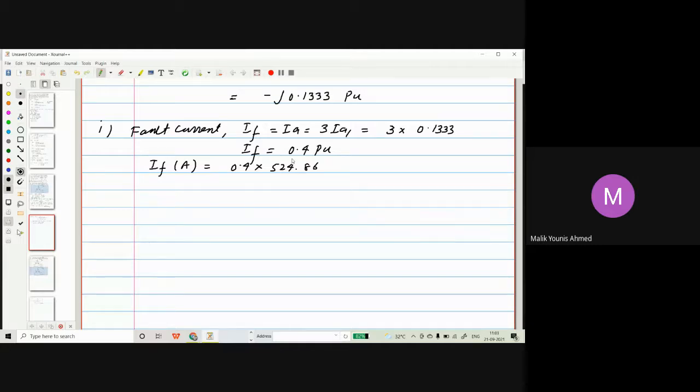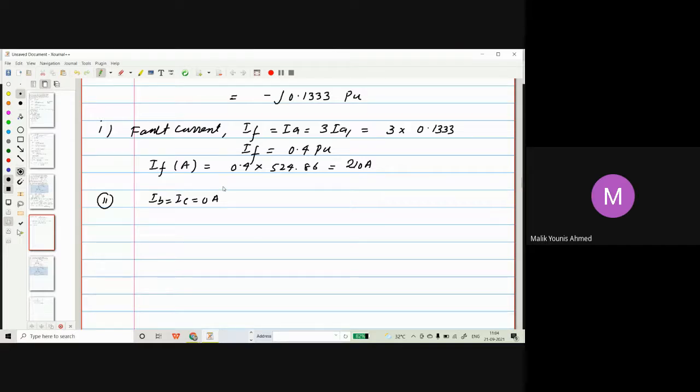Okay, so IF will be equal to this, and that value will come out to be 210 amps. Okay, fine. Second, we know that in a line to ground fault, IB, it's an unloaded alternator, IC will be 0 amps. That we already know. So next we have found the magnitude of the fault current.